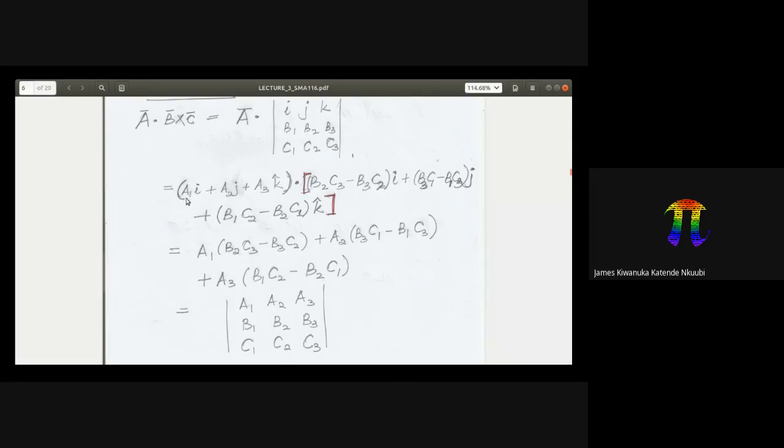Now, the next product will be A1 i with this B3 C1 minus B1 C3 j. So you'll have i dot j here. And i dot j must be?